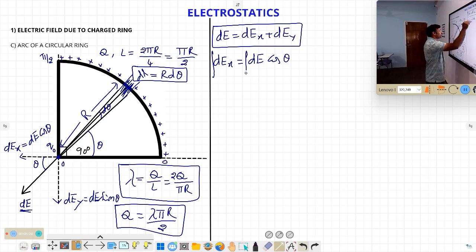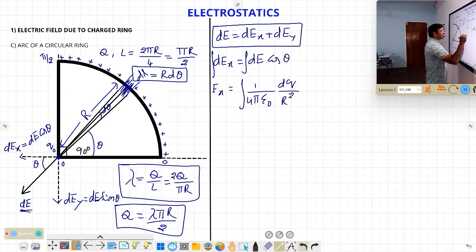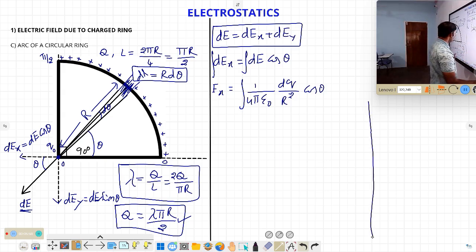Now we have to integrate this on both sides. So the integral of dEx equals Ex, and the integral of dE is nothing but the electric field intensity at that point, that is 1 by 4 pi epsilon naught, due to this elementary charge dq at the origin at a distance of radius r, that is r square, into cos theta. But the dq value is not given. We can write it using this equation. Already we have one concept: the charge q is equal to lambda into pi r by 2.